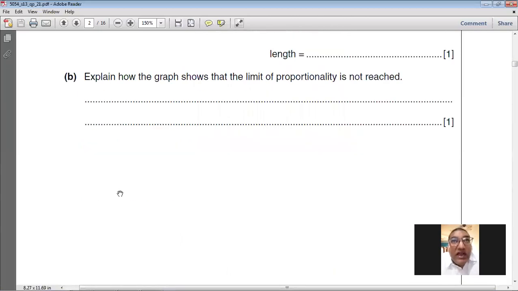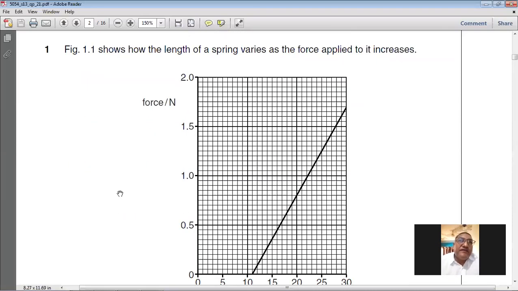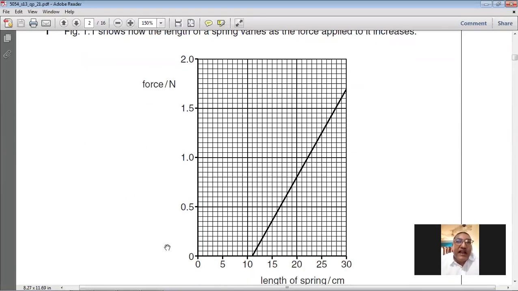Explain how the graph shows that the limit of proportionality is not reached. You can see that this force and length graph is a straight line. It's not a curve. Because it's a straight line graph, the gradient is constant throughout. That shows that the limit of proportionality has not been crossed. When the graph goes beyond the limit of proportionality, it becomes a curve.